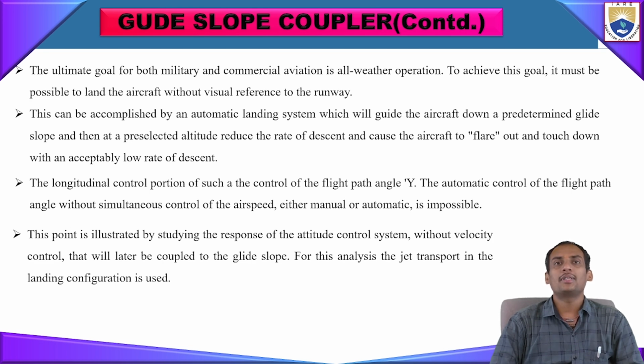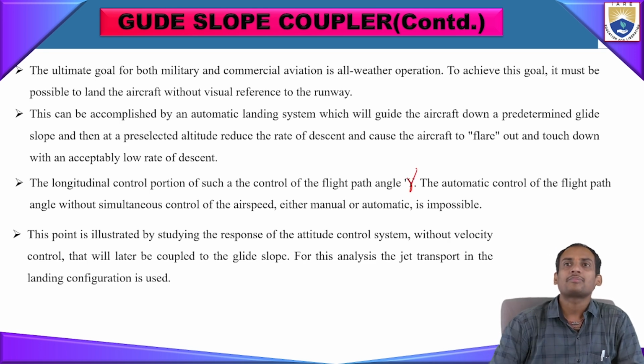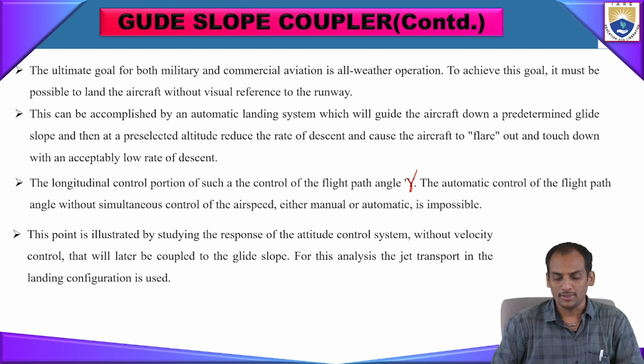The longitudinal control portion of such an aircraft involves the flight path angle, that is gamma. Automatic control of flight path angle without simultaneous control of airspeed, either manual or automatic, is impossible. This will be illustrated by studying the response of the attitude control system without velocity control, which will later be coupled with the glide slope. For this analysis, a jet transport in the landing configuration will be used.